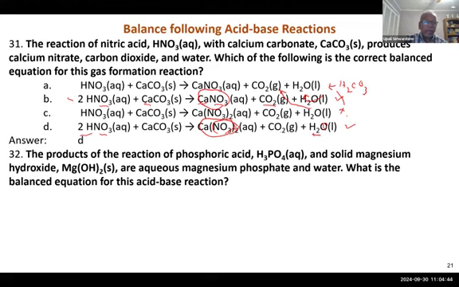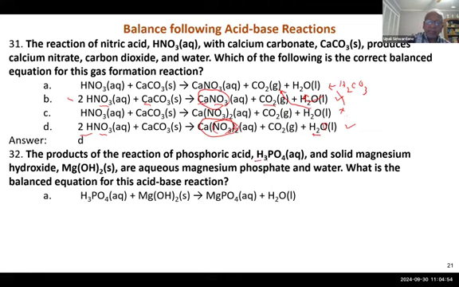The product of the reaction between phosphoric acid and magnesium hydroxide. That's an acid-base reaction. These are acids. We talked about acids. Bases are called hydroxy compounds. What is the balanced equation?